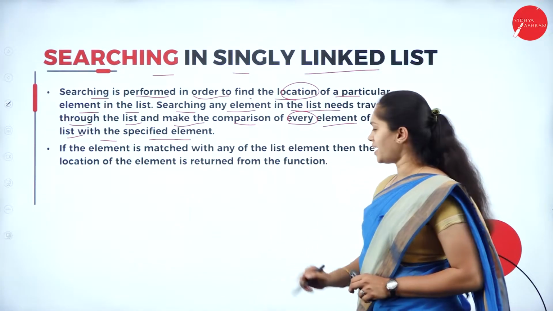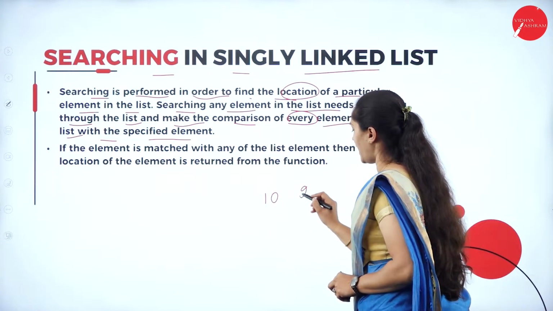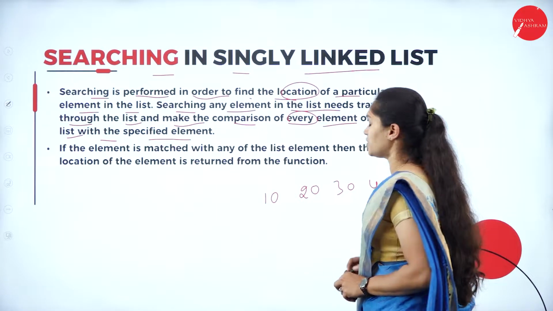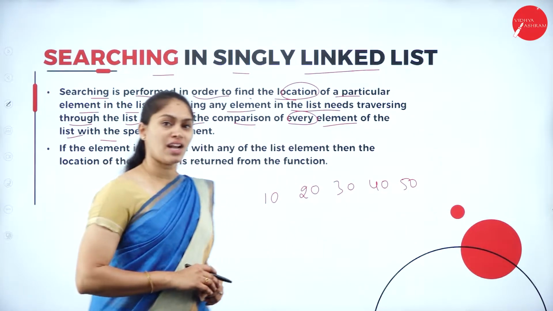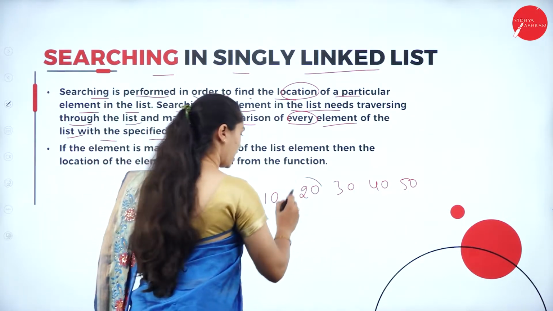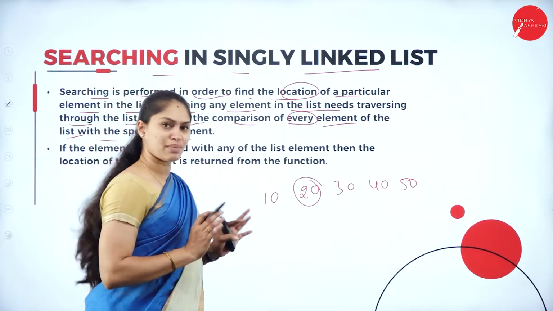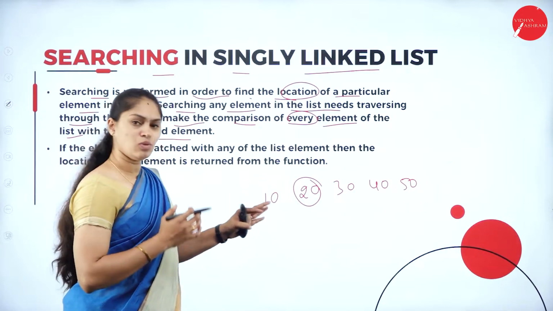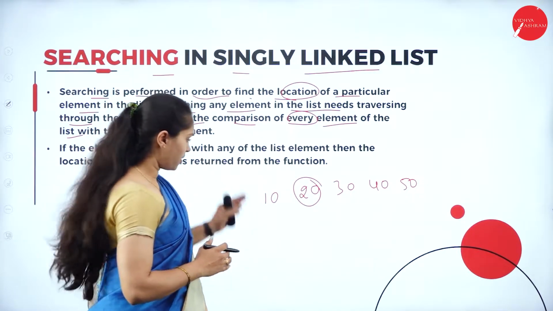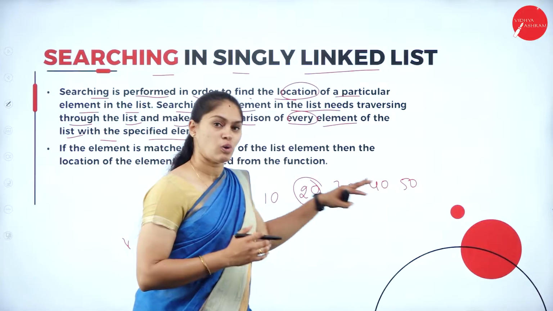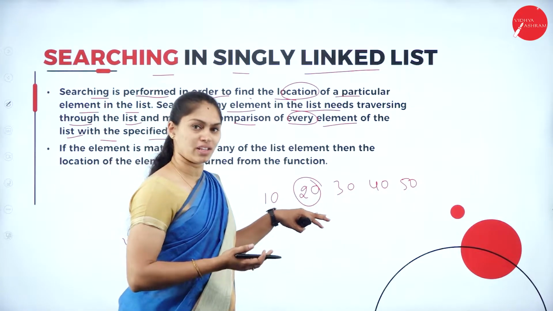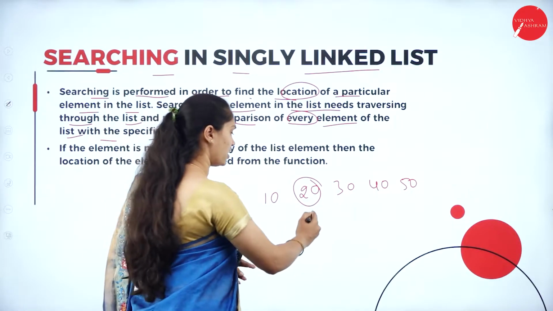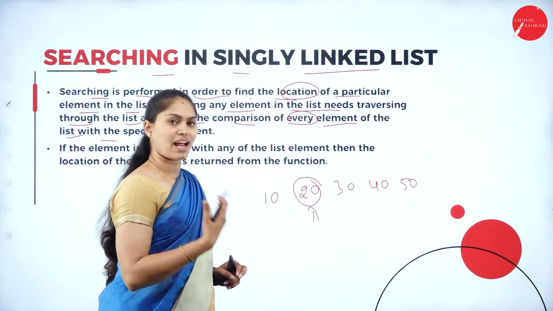What does it mean? For example, imagine I have 5 elements: 10, 20, 30, 40 and 50. These are the elements of my list. Now I want to search the location of 20. That 20 is my key right now. Then what am I supposed to do? I need to traverse from the first element to the last element, to see whether I'm going to find it or not. That is what I'm searching for, the location of a particular element. So in this example, 20 is the element that I'm searching for.